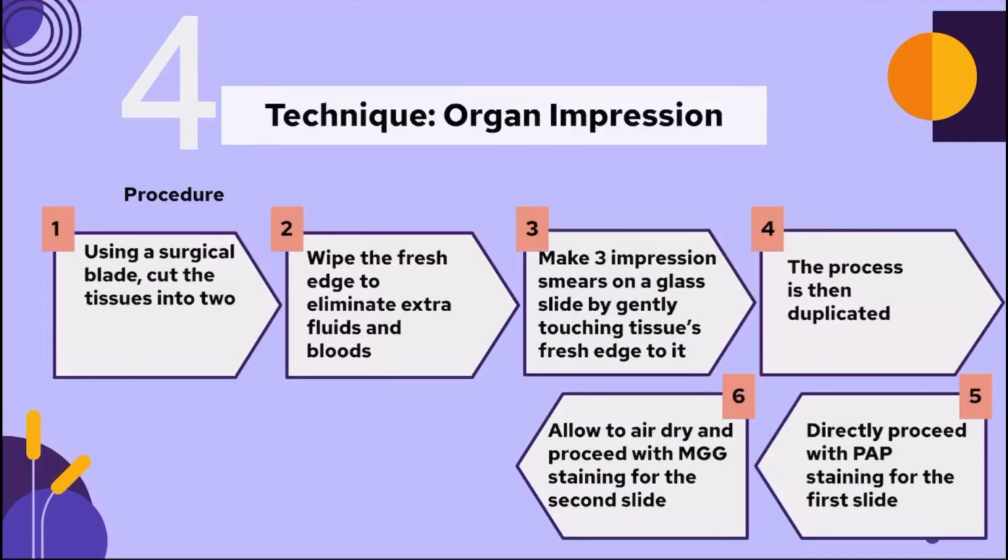Next is organ impression technique. First up, using a surgical blade to cut the tissue into two and then wipe the fresh edge to eliminate extra fluid and blood, and make 3 impression smears on glass slide by gently touching tissue's fresh edge to it. The process is then duplicated and then directly proceed with PAP staining for the first slide and then allow to air dry and proceed with MGG staining for the second slide.